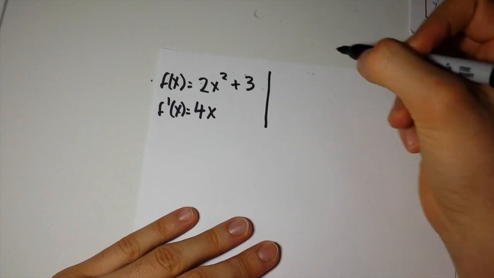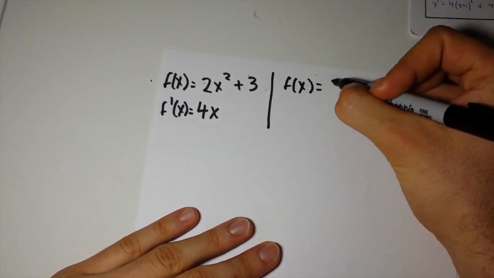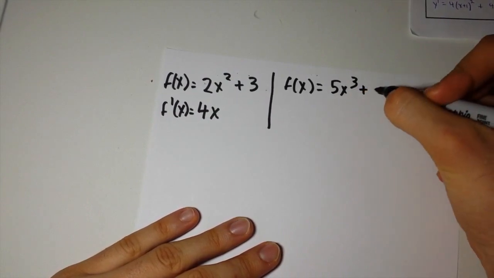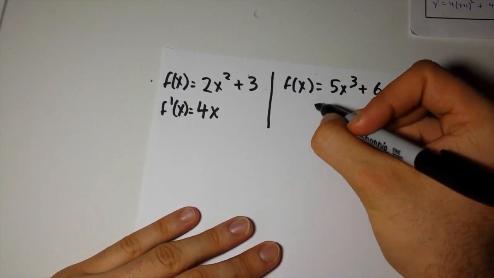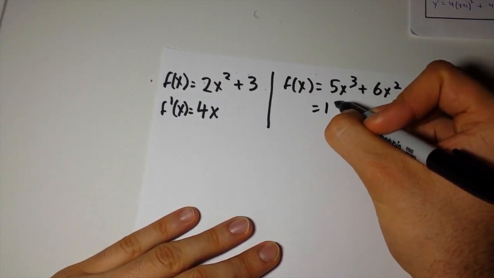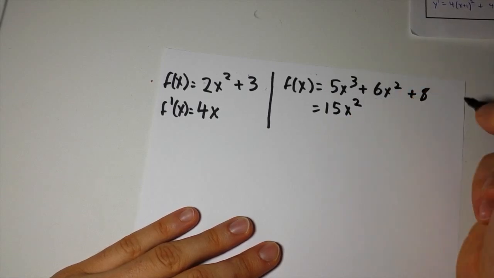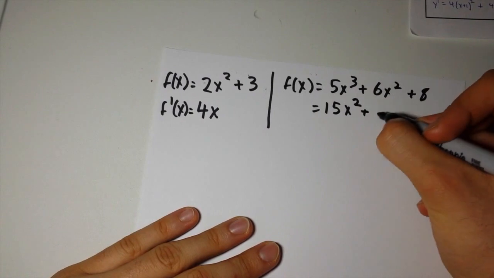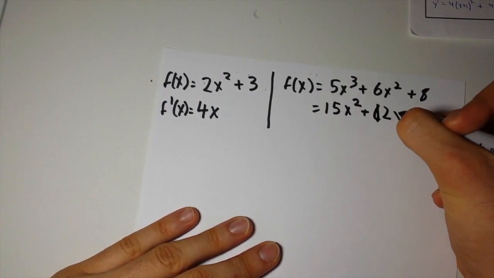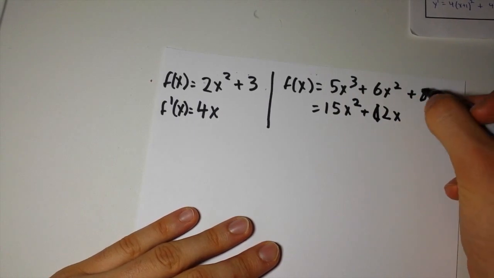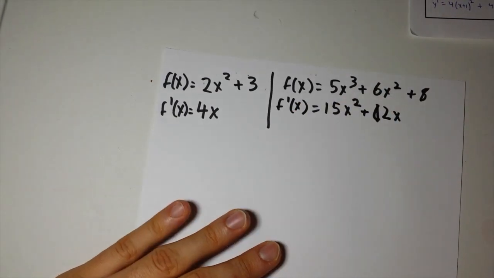And another example we can do here could be our f of x is equal to 5x cubed plus 6x squared plus 8. So we bring this down and multiply with the coefficient to make that 15x, n minus 1, so we have a square here, plus our 2 coming down to make 12x and then minus 1. So this will be 12x. And we forget about the 8. And this becomes our f prime of x.